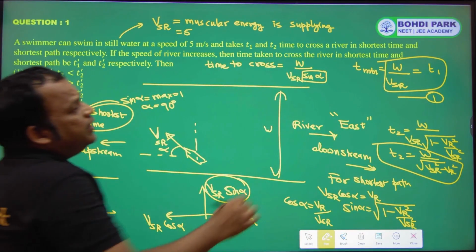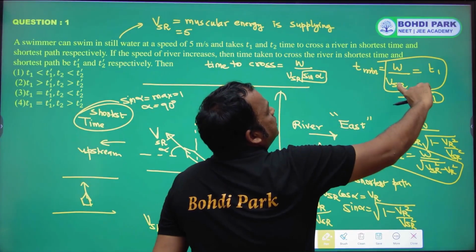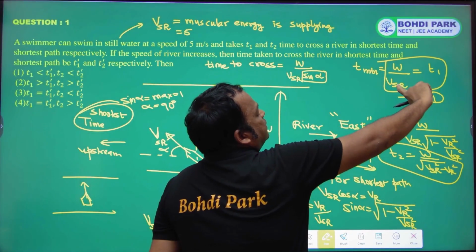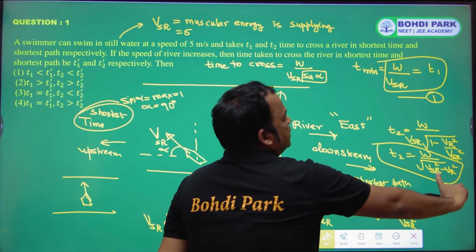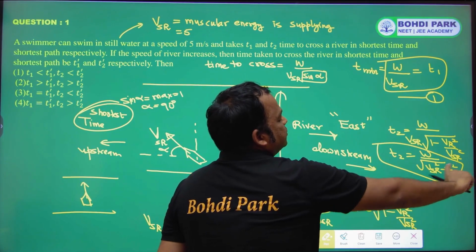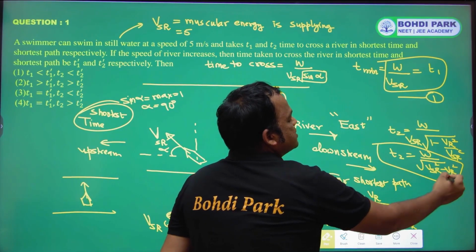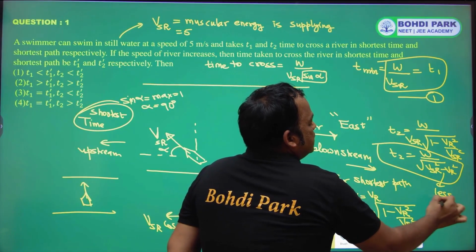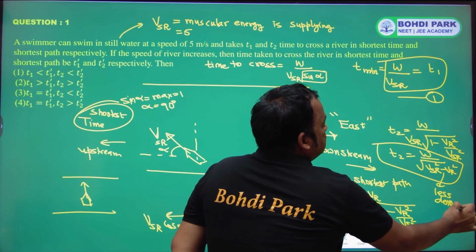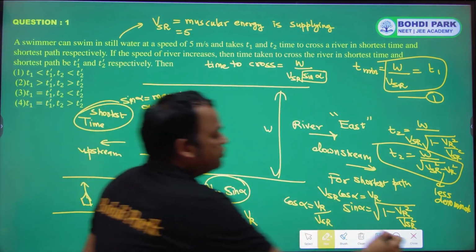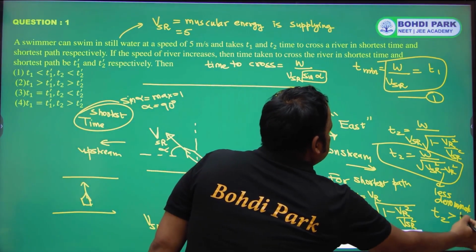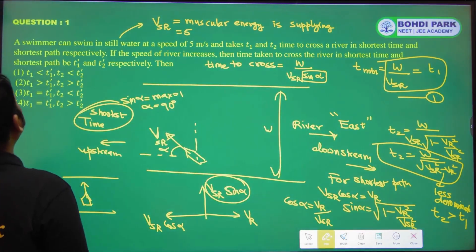Now you see here in T1 we have VSR in the denominator, and in T2 we have square root of VSR square minus VR square. So clearly here the denominator is less, so the whole number will be more. So we have T2 greater than T1.